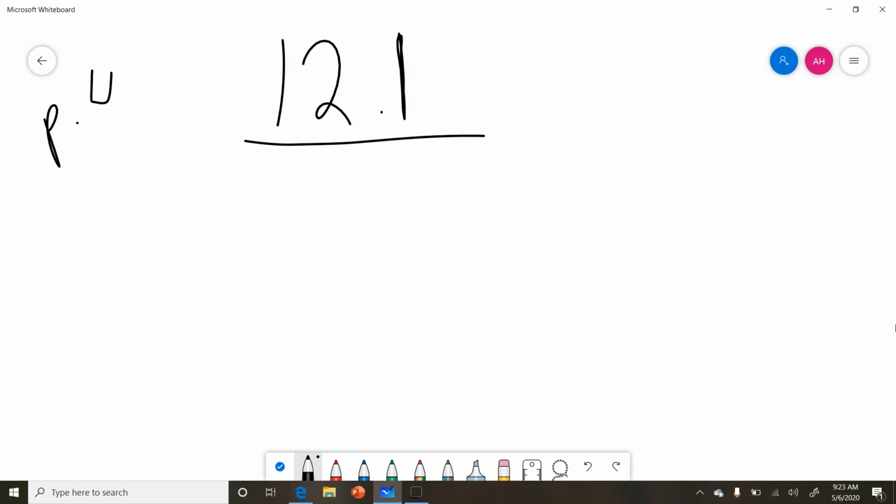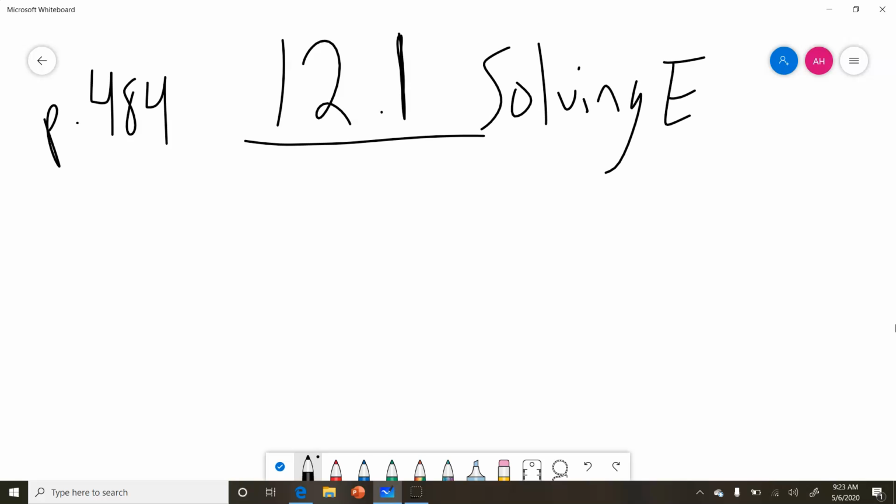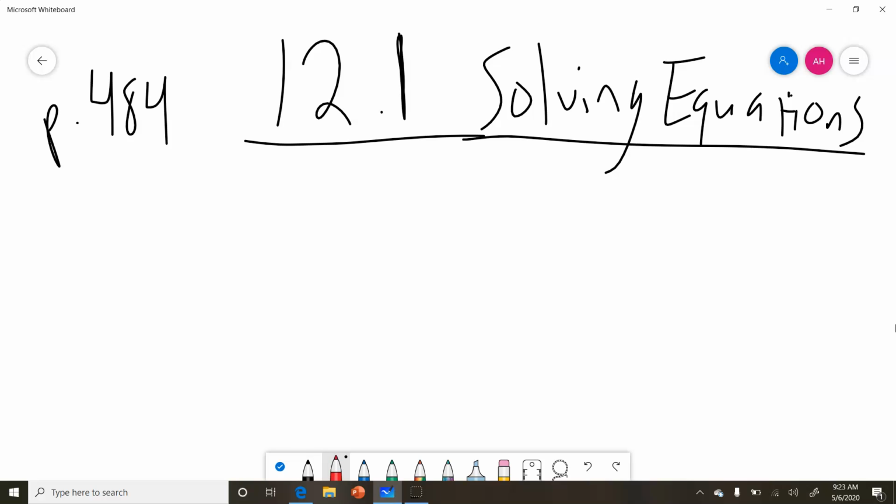So we're on page 484. So you got to jump ahead. We're on 12.1, which is about solving equations. But this time we're going to be solving some harder equations, probably ones that you have never seen before. So we are on page 484.